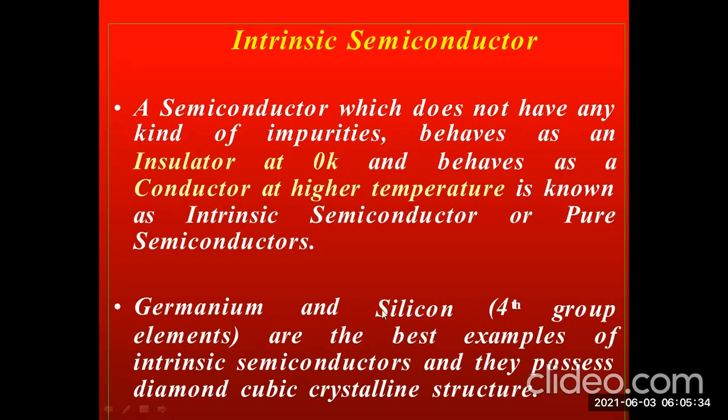So germanium and silicon, you already have the information. They are the fourth group elements, and they are examples of the intrinsic semiconductor, and they possess a diamond cubic crystalline structure. You know that in unit 1 we studied the crystalline structure, and particularly why we concentrated on cubic crystal structure. Now you can understand that it actually belongs to the semiconductor. Silicon and germanium come under the category of cubic crystalline structure, right? So this is the information regarding the intrinsic semiconductor.